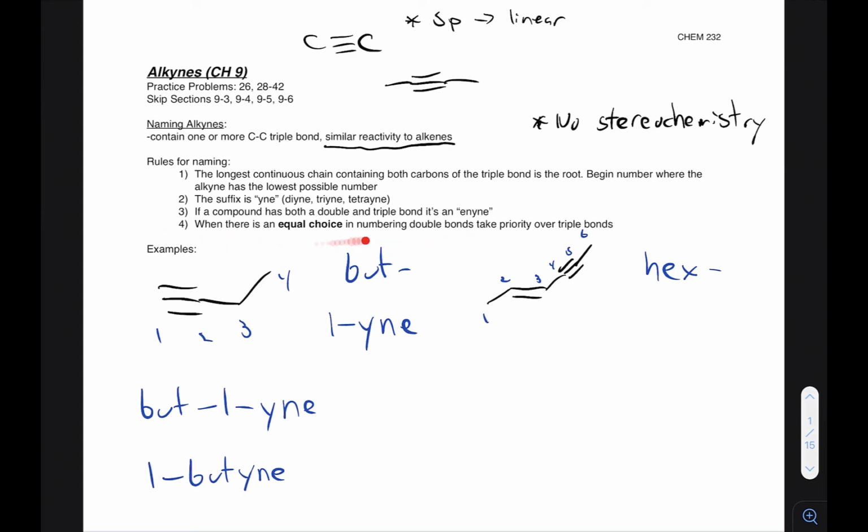And so according to number 4, double bonds take priority over triple bonds. So the way I have it already numbered is correct. We want to start with the alkene being in the lowest number possible, when we have this choice here. So putting the pieces together, we know this is 2-ene, 4-yne, for the alkyne. And so putting this all together, we have hex-2-en-4-yne.